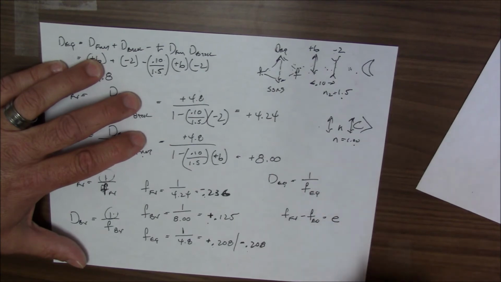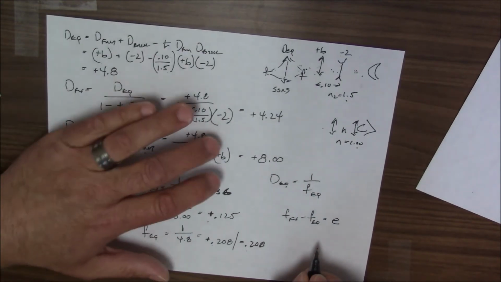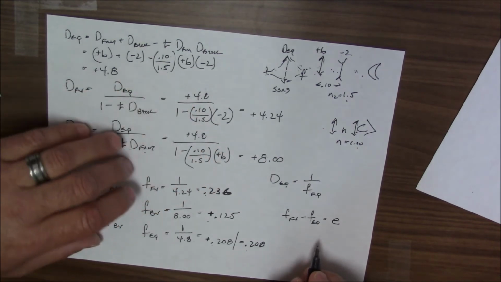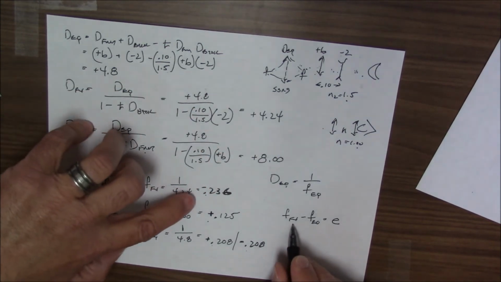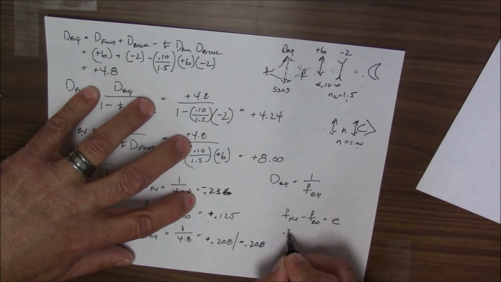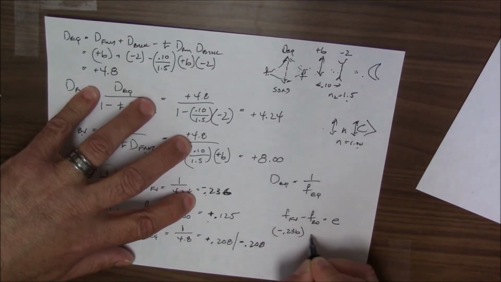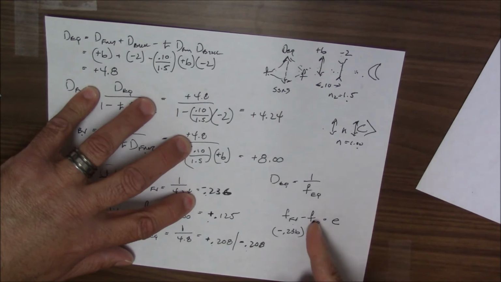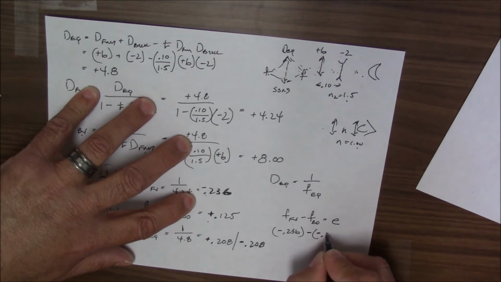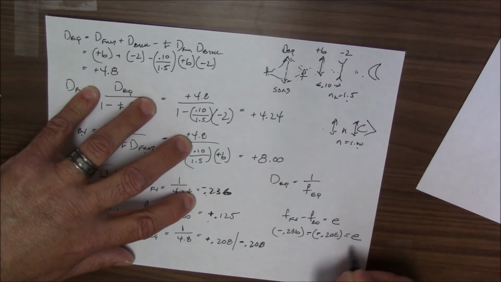And we're going to call that little funny E. To find that, I'm going to take the value that I had over here, my front vertex power, 0.236. That had a minus sign associated with it. I'm going to subtract from that the equivalent power for my front vertex, once again in front. That gives me a minus 0.208. So minus a minus gives me a plus. Add those two together, that's going to give me my E.